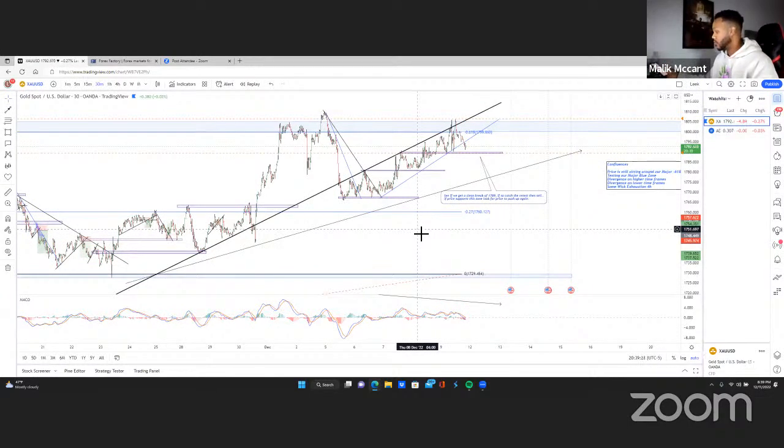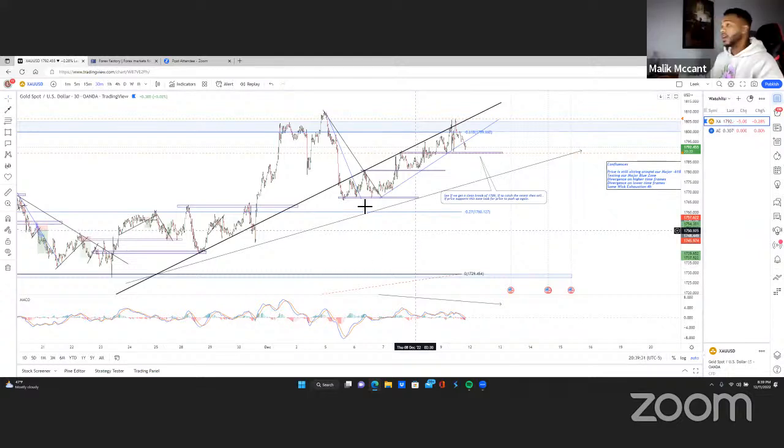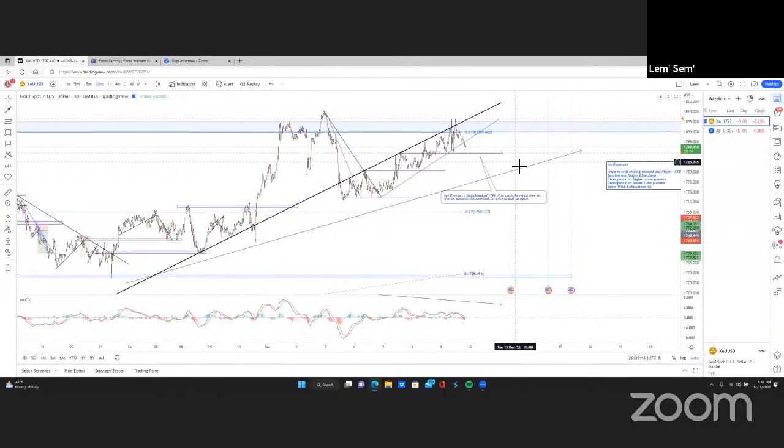Do you normally go over the DXY? I'm asking if you go over the DXY. I don't normally look at the DXY, but I can look at it for you and drop that in the chat. Do you have anything gold specific? Yeah, I got some on gold.